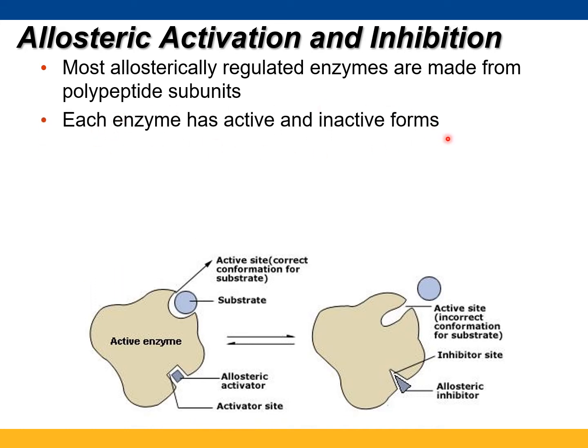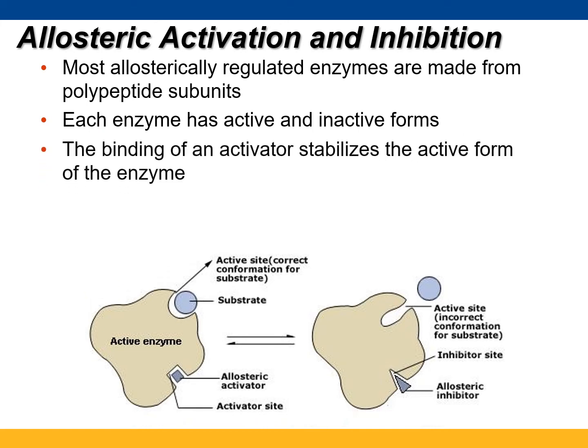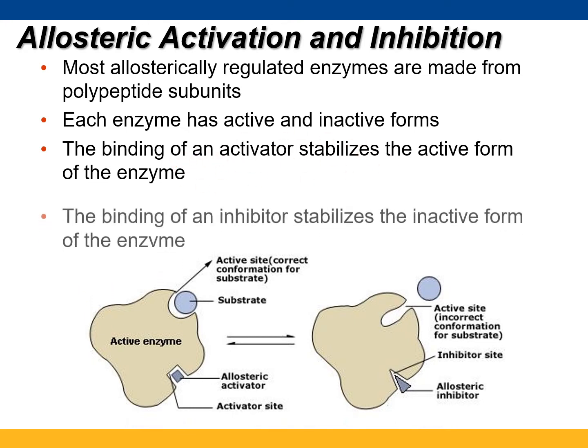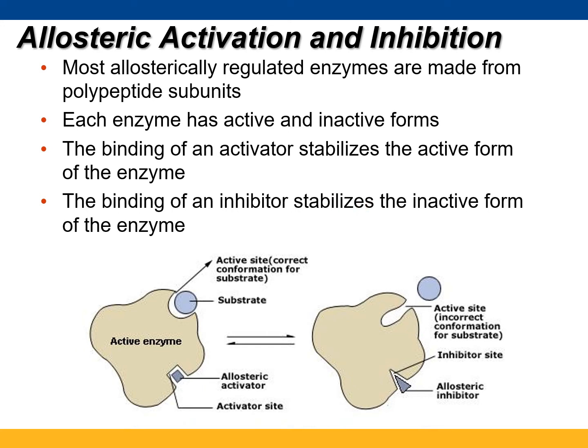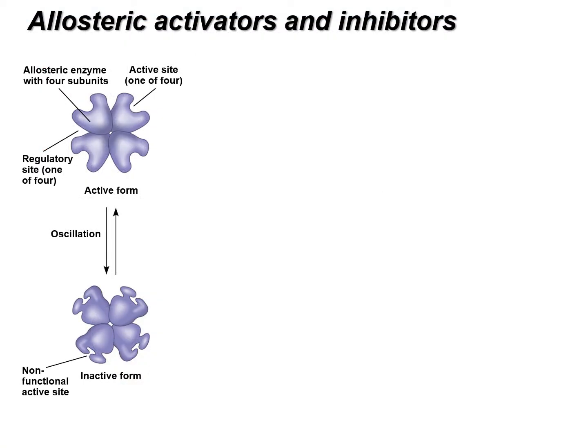Enzymes do cycle between active and inactive forms depending on how they're modified and what state they're in. Sometimes we activate and sometimes we inhibit. What they're saying is when you have an activator, it stabilizes a more active form, and fine. All it means is making it more active, making it less active. So just a little bit to wrap this up.